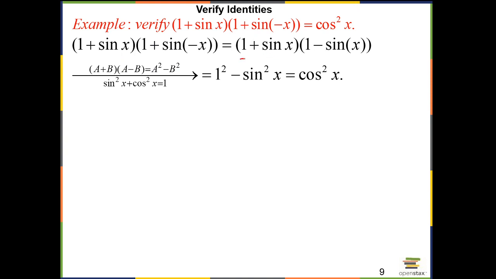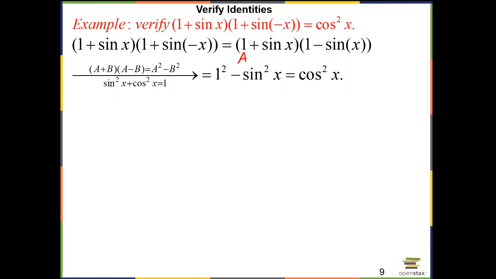Now this looks like, in algebra, we have a plus b times a minus b is a squared minus b squared. We call it difference of two squares. So sine squared plus cosine squared, we know is 1. So we use these two pieces of information here, and we assume that this is a plus b and a minus b. So the answer is a squared.